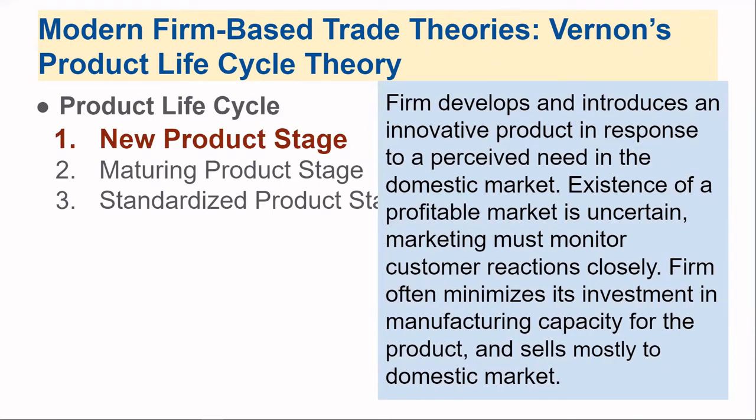The existence of a proprietary market is uncertain because it is a new product. You're trying to make sure the product is selling. So marketing must monitor customer reactions closely and make improvements if necessary. And the firm often minimizes its investment in manufacturing capacity for the product and sells mostly to the domestic market. So according to Vernon, during the new product stage, there is no trade between countries.